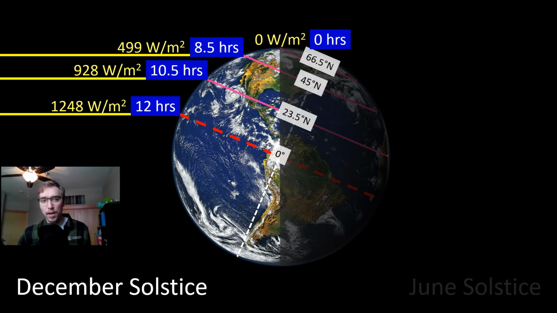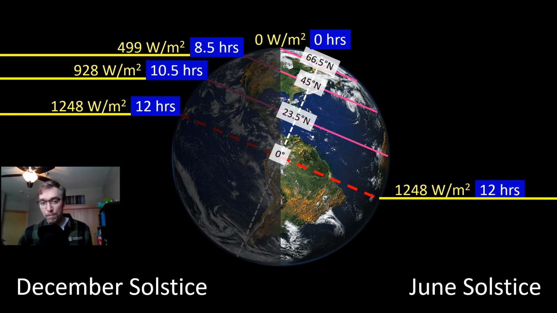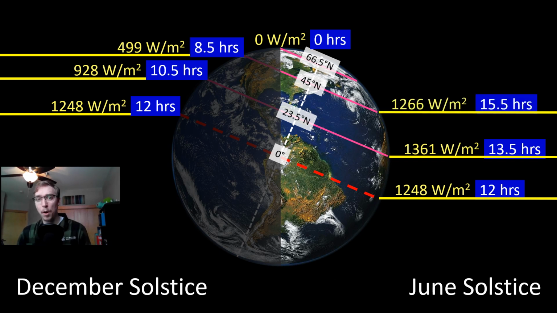Now let's look at what it looks like in the June solstice. Equator, it's the same thing, 1,248 watts per meter squared, 12 hours of daylight. At 23.5 degrees north latitude, it's our solar constant, right? Sun is coming directly overhead. The average net incoming solar radiation is 1,361 watts per meter squared, or 13.5 hours of daylight on the June solstice at that point. 45 degrees north, right about where we live, 1,266 watts per meter squared, 15.5 hours of daylight.